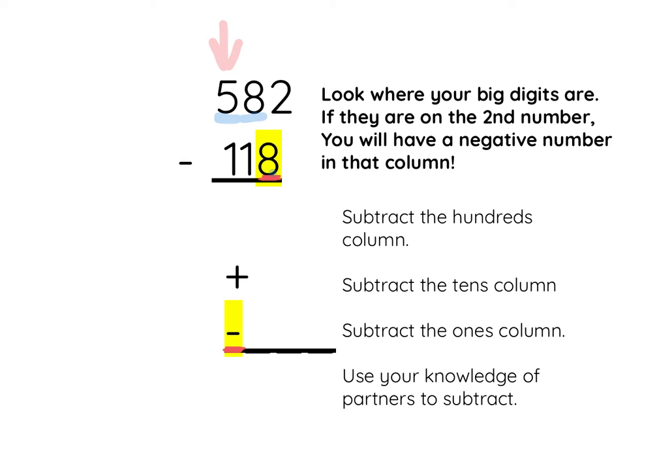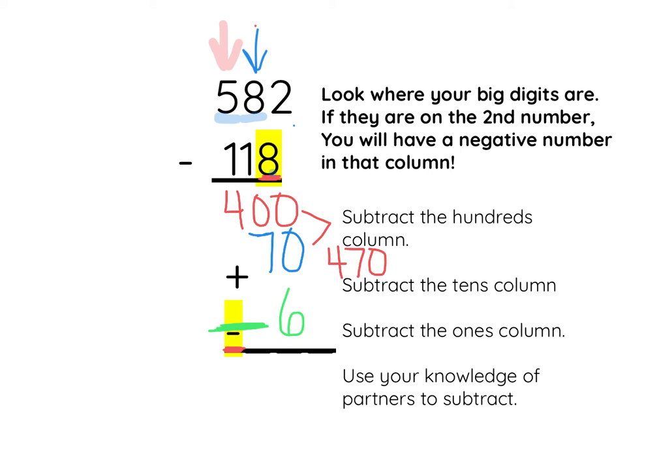500 minus 100 equals 400. 80 subtract 10 equals 70. And then 2 subtract 8 equals negative 6. So we have that negative sign. Now we combine our columns. So 400 plus 70 equals 470. Subtract the 6 now.